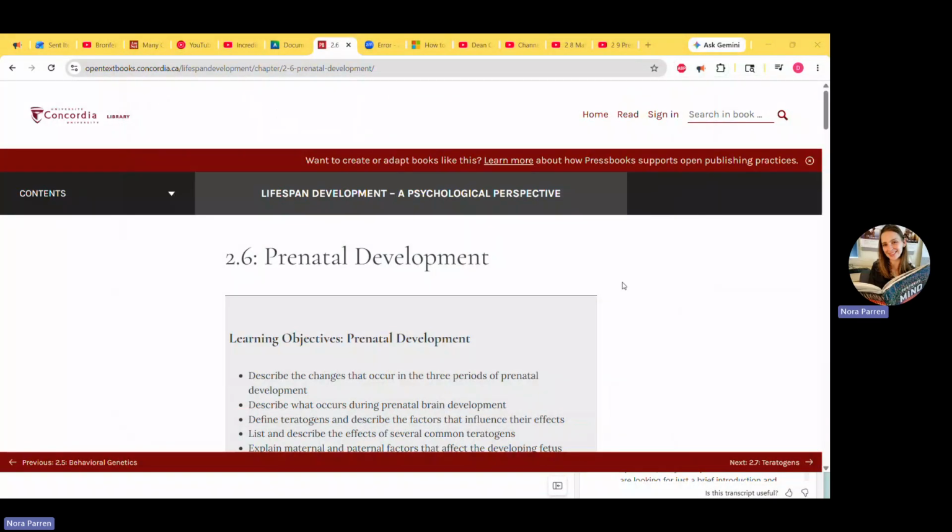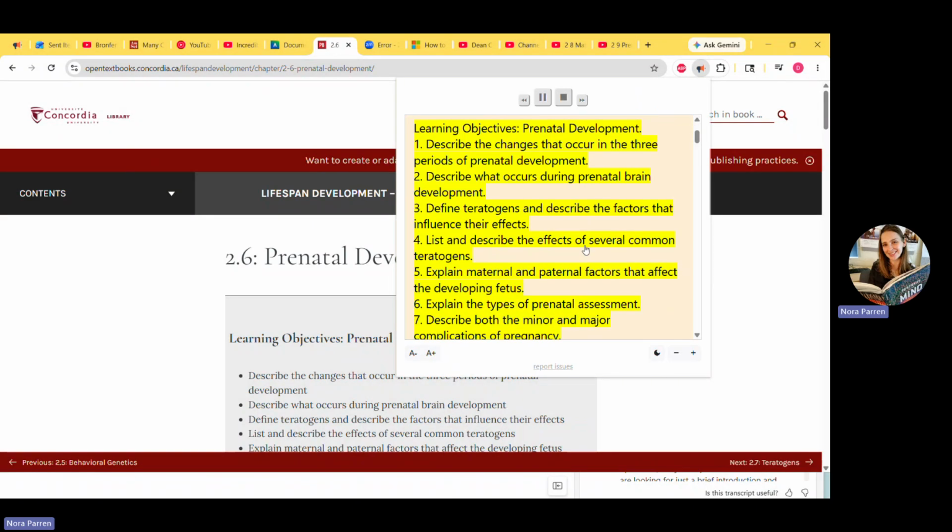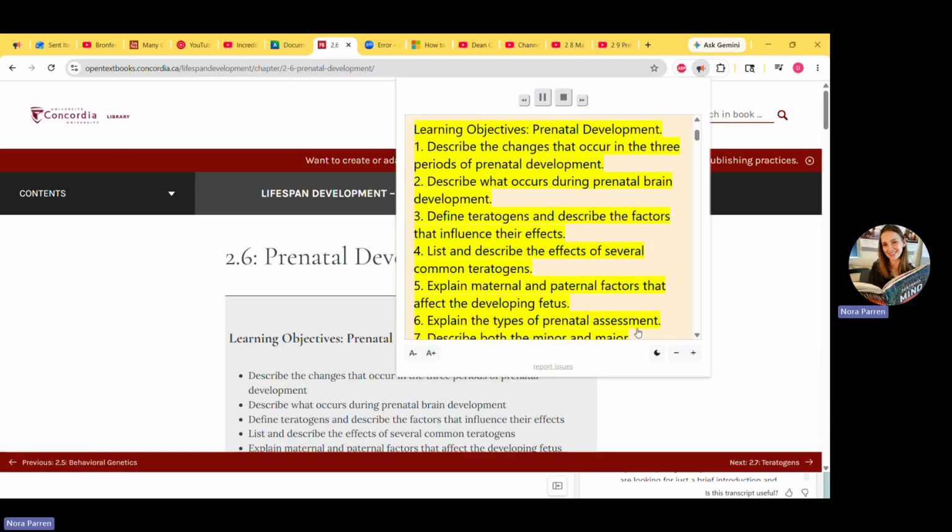3. Define teratogens and describe the factors that influence their effects. 4. List and describe the common teratogens. 5. Explain maternal and paternal factors that affect the developing fetus. 6. Explain the types of prenatal assessment. 7. Describe both the minor and major complications of pregnancy.